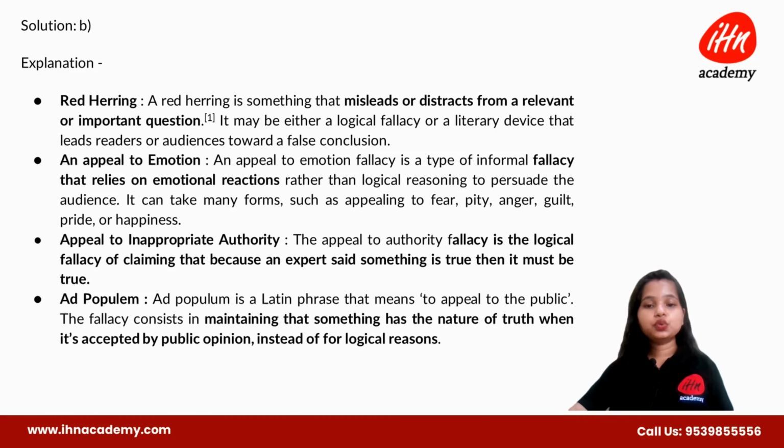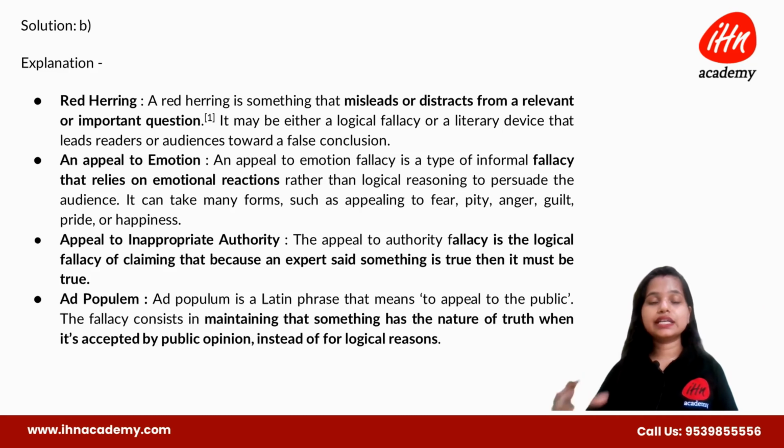Ad populum is a fallacy we can say when we try to follow the public, to appeal to the public, meaning if something is done by a large number of people, if something is being done by the public, then it should be correct for you also. That is a fallacy. Appeal to the public means if the public is doing some work, many people are doing it, then that work is right for you as well. That work, that task should be considered good for you as well. So that is the ad populum fallacy. That means to appeal to the public. Clear?